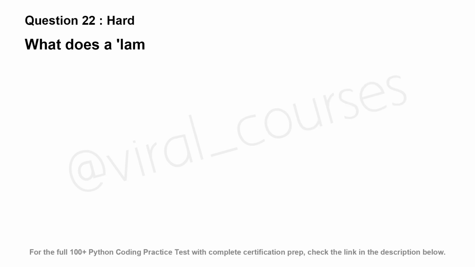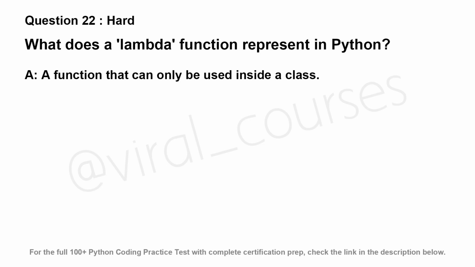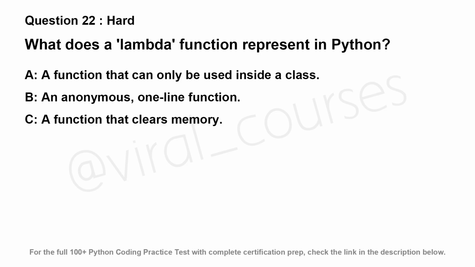What does a lambda function represent in Python? Option A, a function that can only be used inside a class. Option B, an anonymous, one-line function. Option C, a function that clears memory. Option D, a way to import external libraries.